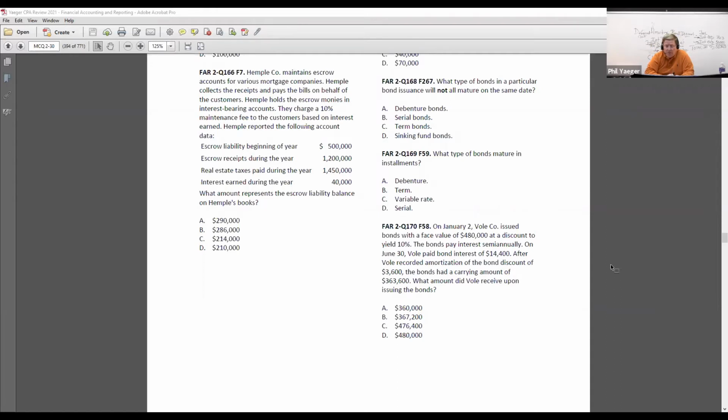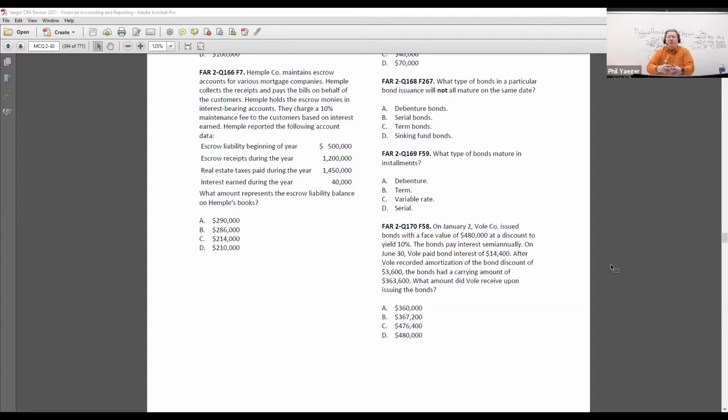So the 14,400 is just irrelevant information also? That's irrelevant, because the issue price has nothing to do with the fact that the company paid bond interest of 14,400. To get the carrying value, you need the face amount of the bonds at the issue date, and you either add or subtract the amount of bond discount or bond premium to get the carrying value.